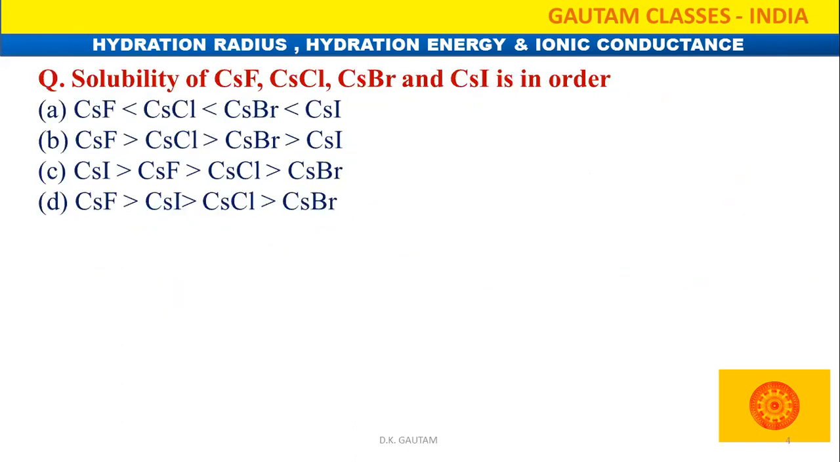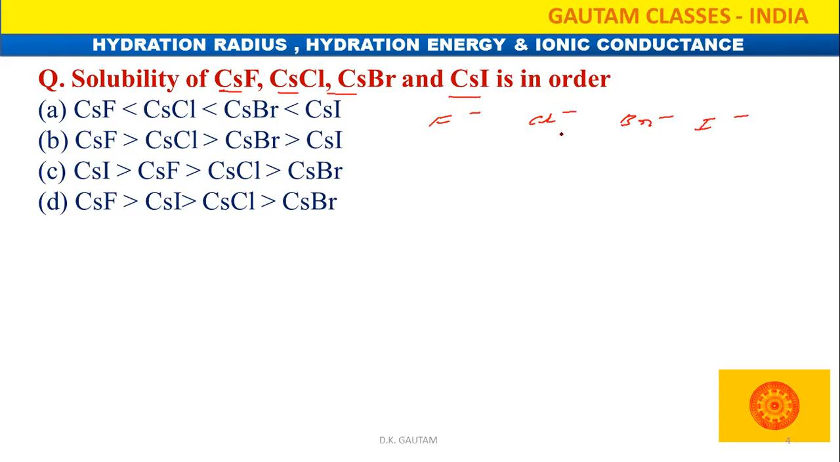But one more question is given here. Look, the solubility of cesium fluoride, cesium chloride, cesium bromide, and cesium iodide is in the order. So till now I taught only about the cation, not the compound. Here an ionic compound is given, in which cesium is common everywhere. So what is changing? Only the anion is changing: fluoride ion, chloride ion, bromide ion and iodide ion.